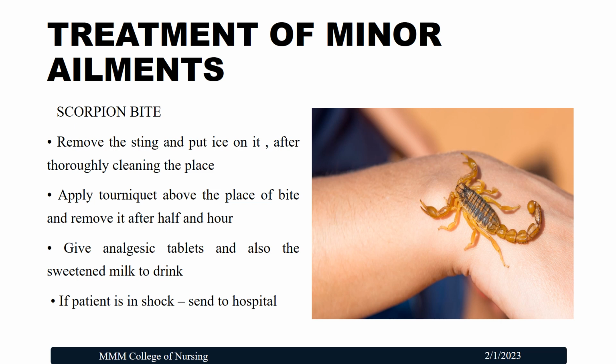Scorpion bite. Remove the sting and put ice on it after thoroughly cleaning the place. Apply a tourniquet above the place of the bite and remove it after half an hour. Give analgesic tablets and also sweetened milk to drink. If the patient is in shock, send to hospital.